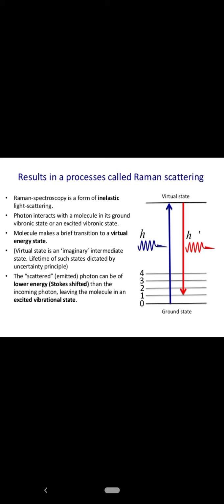So let us see one important thing, which is Raman scattering. Raman spectroscopy is a form of inelastic light scattering. A photon interacts with a molecule in its ground vibronic state or an excited vibronic state. The molecule makes a brief transition to a virtual energy state. A virtual state is an imaginary intermediate state. The lifetime of such states is dictated by the uncertainty principle. The scattered emitted photon can be of lower energy than the incoming photon, leaving the molecule in an excited vibrational state.